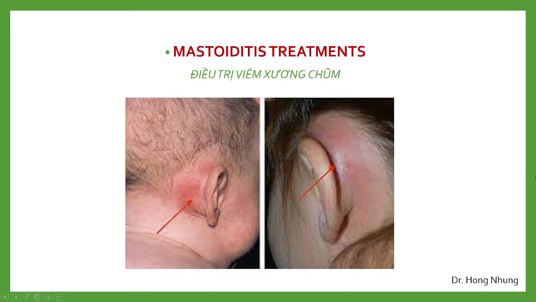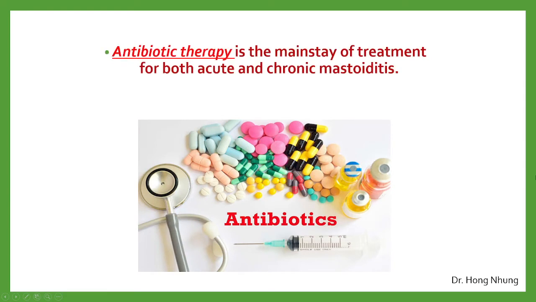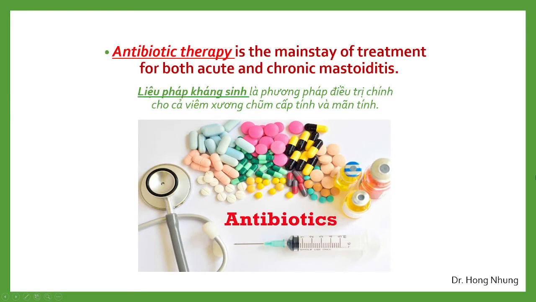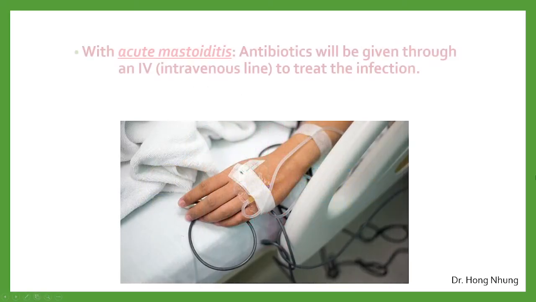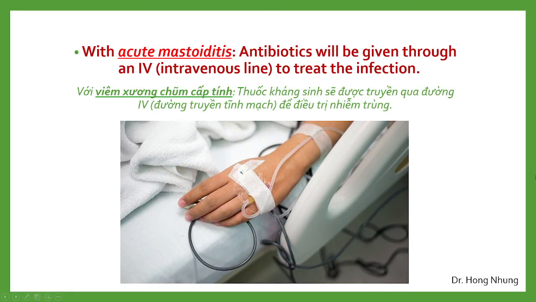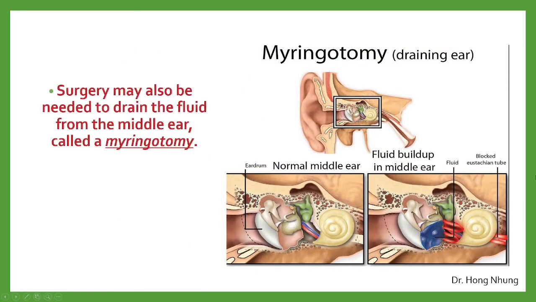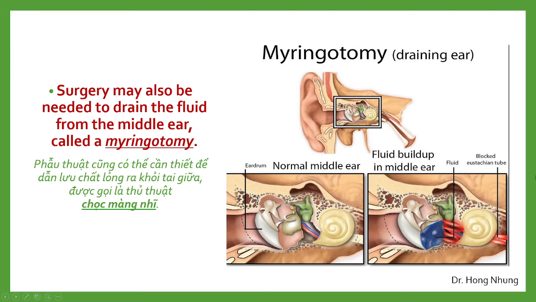Mastoiditis treatments. Antibiotic therapy is the mainstay of treatment for both acute and chronic mastoiditis. With acute mastoiditis, antibiotics will be given through an IV, intravenous line, to treat the infection. Surgery may also be needed to drain the fluid from the middle ear, called a myringotomy.